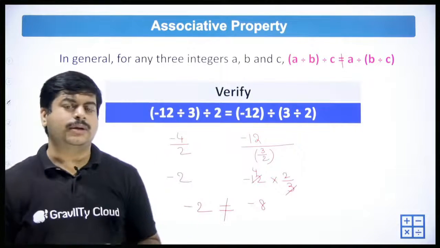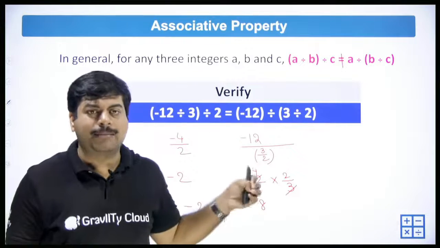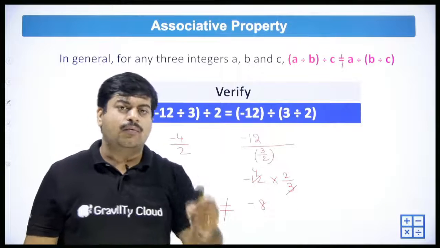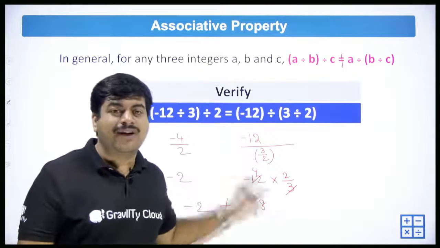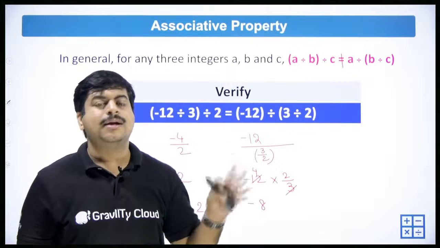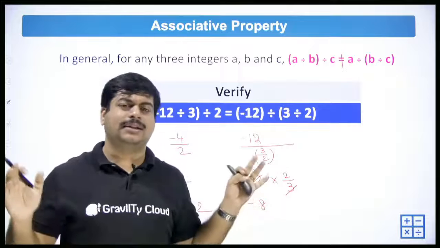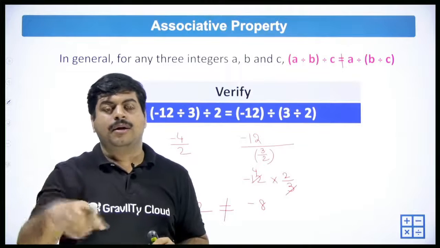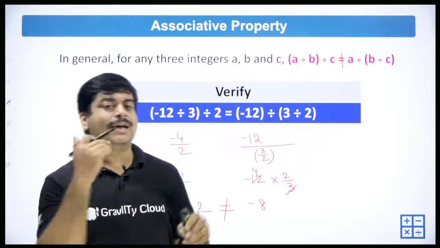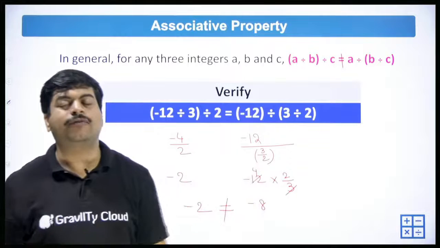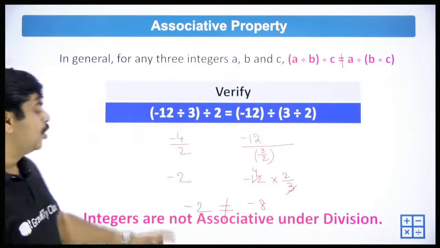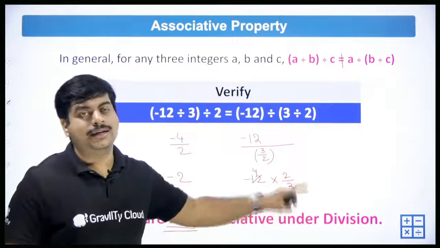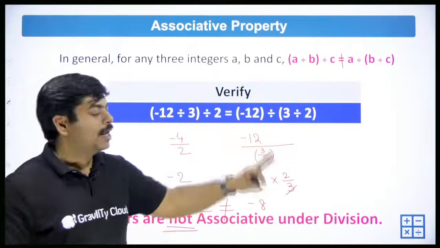And you may ask me one question. Sir, you took some values and it's not satisfied, but I will take other values A, B, C such that this is valid. Okay, you can take. But once for one set of numbers, if it is not valid, it is not valid throughout. If it is true, it should be true for every case. It should not be true only for specific cases. So here you can see that it is not valid. It is enough to give the statement that it is not associative. Integers are not associative under division, right?